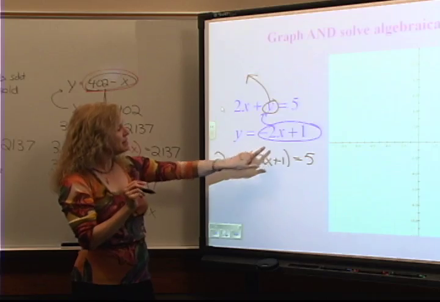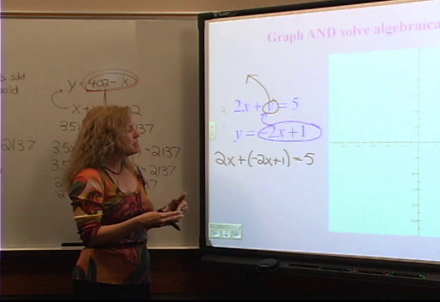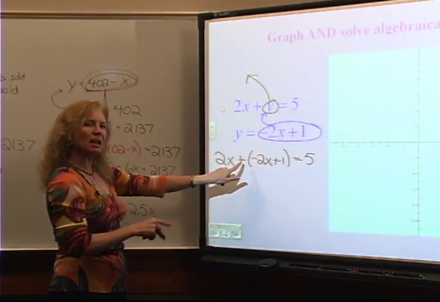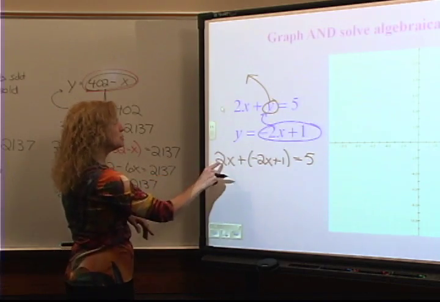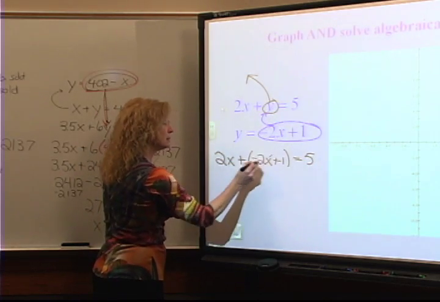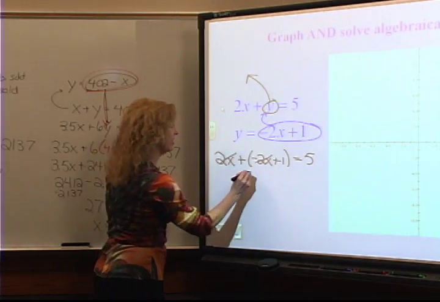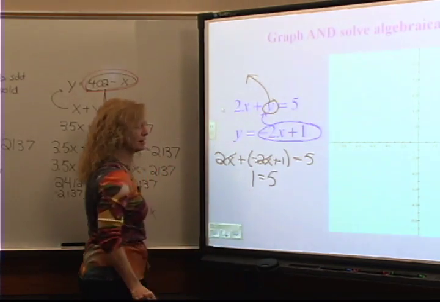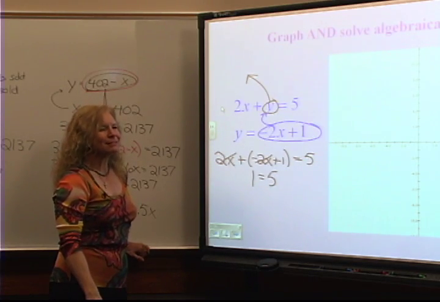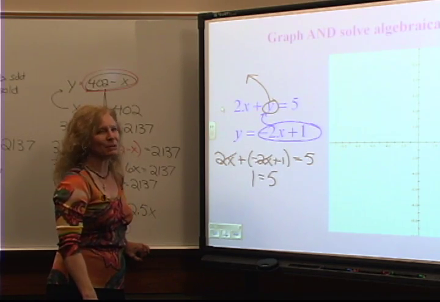Now, my parentheses in this case are really totally extraneous. I put those in a lot of times just to clarify there's y. But they're preceded by a plus sign, so it's not needed. So essentially, I have 2x minus 2x, that's 0, and I get 1 equals 5. And you say something is definitely wrong, because 1 doesn't equal 5.